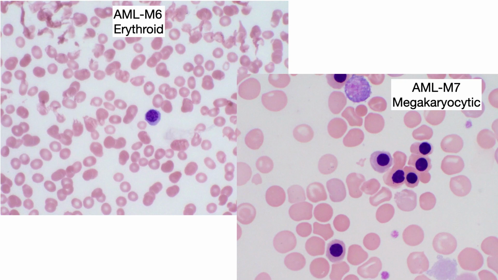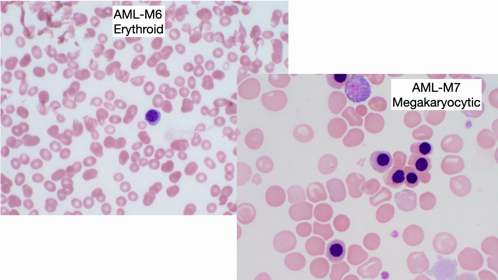So M6 is the erythroid, and you can see right there in the center is one leukemic cell, and it kind of looks like an abnormal nucleated red blood cell. So that might be one they could show you. And then to the right is megakaryocytic, and you can see the giant platelet there.